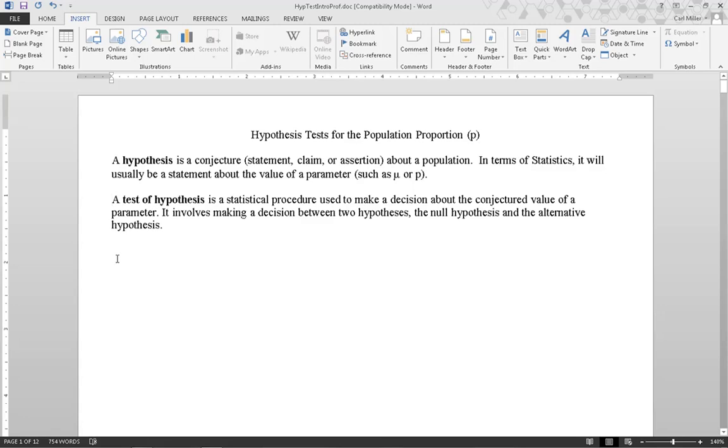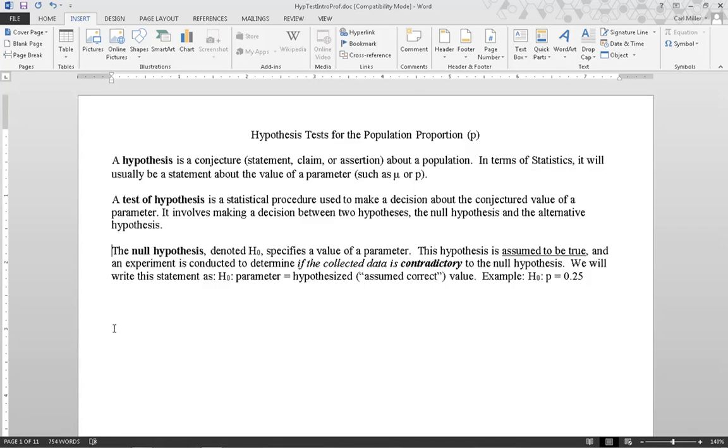A test of hypothesis is just a statistical procedure used to make a decision about the conjectured value of a parameter. It involves making a decision between two hypotheses, the null hypothesis and the alternative hypothesis.